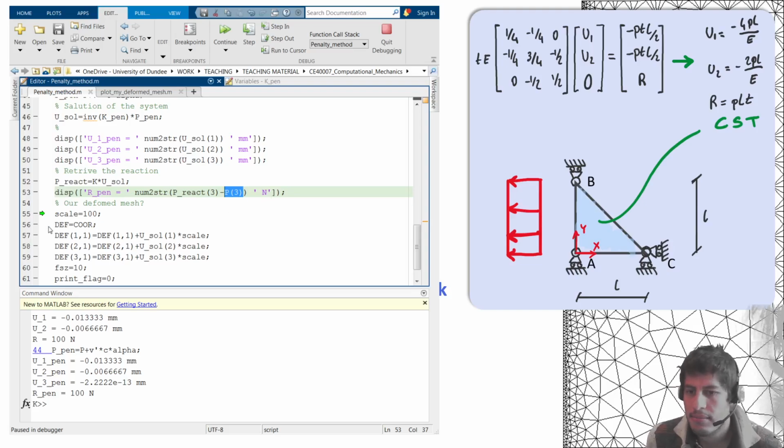So this is basically the penalty method to solve the system, which we'll use in the code that we will develop. Now let's plot our deformed mesh.